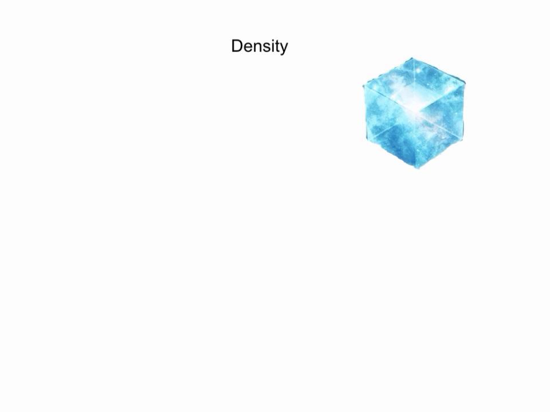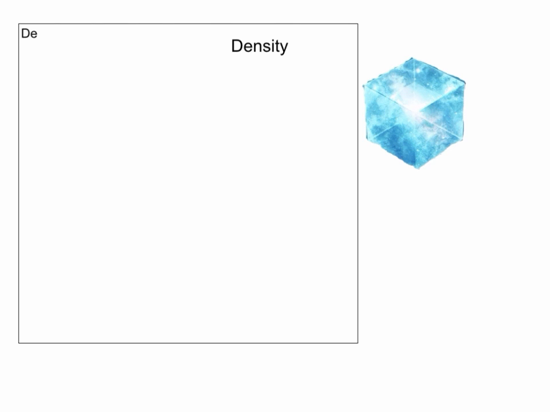Well, one thing we might want to do is figure out how much matter is in it, or how close together is that matter inside it. So we use this concept of density. Density is a measure of how much stuff, or really matter, is in a given amount of space in an object.